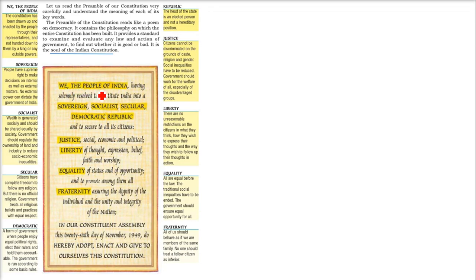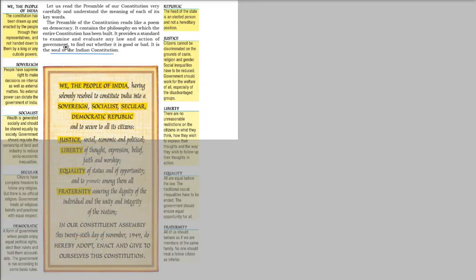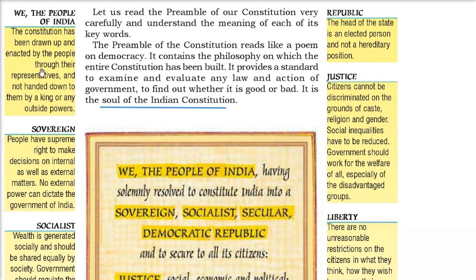So it starts like this: we, the people of India. So what does it mean when we say we, the people of India? This means the Constitution has been drawn up and enacted by the people through their representatives and not handed down to them by any king or any outside power. So this is all done by the people and their representatives.